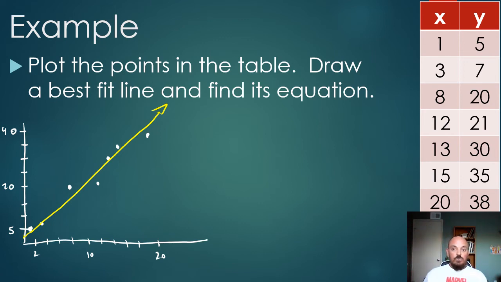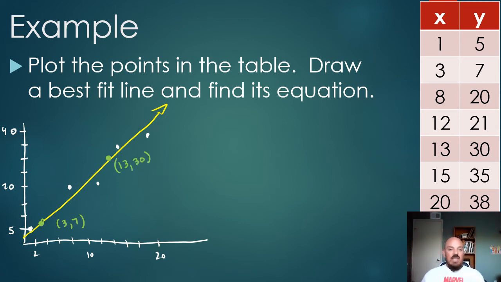You can use actual points from the XY table, although you don't have to. If you can find a point from the XY table, like to me, I have this one right here. Right here, and that was the point 3, 7. And maybe I'll use this one right here. That one was on the line. That was the point 13, 30.